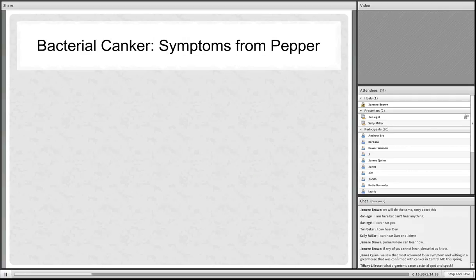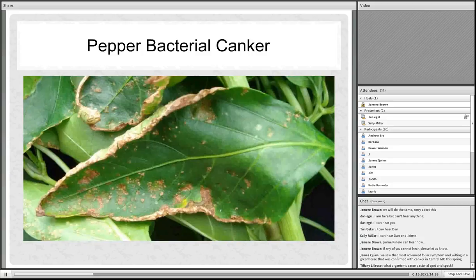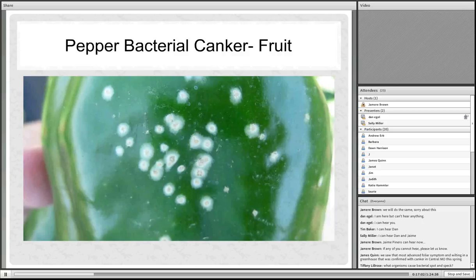Symptoms on pepper. I don't see a lot of symptoms on pepper, but I think it's important to know that it happens on pepper and be able to distinguish that when it does happen. So these symptoms here are raised, rough looking symptoms on the underside of the pepper leaf, and on the top of the leaf some symptoms here, and you see also along the margin of the leaf, almost a little similar to what you'd see on tomatoes.